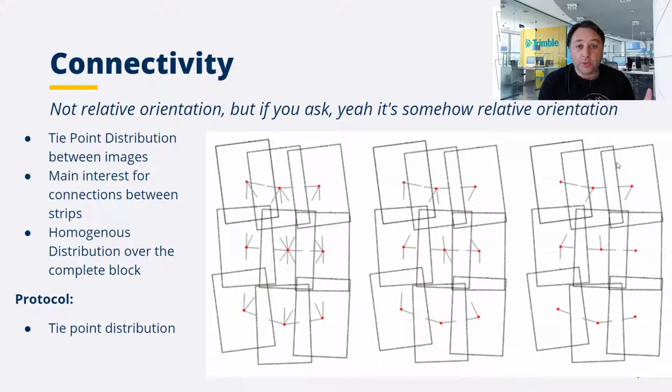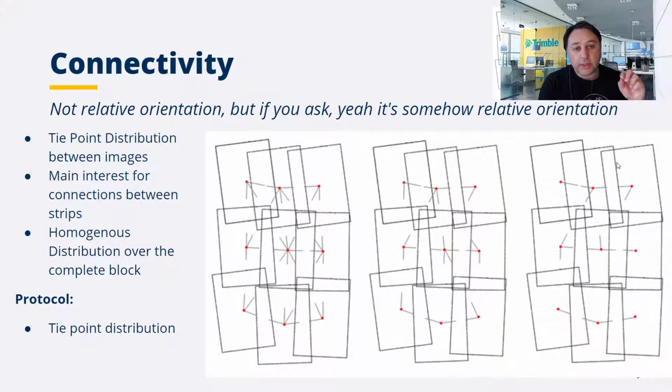And because we want to do a block adjustment afterwards, connecting the strips to each other to make it homogeneous is a very important part. And therefore, this is one thing we are very much looking at. We are checking this in our protocol with the tie point distribution part.